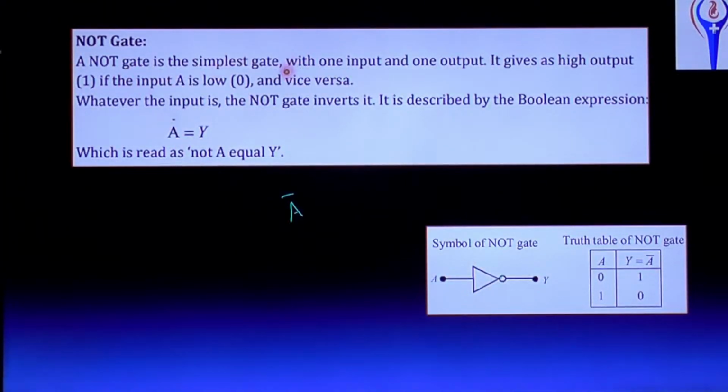NOT gate. It is the simplest gate with one input and one output. It gives us a high output if the input is low, and it gives a low output if the input is high. It should be read as A bar or A complement equal to Y. Should be read as not A equal Y. This is the symbol for the NOT gate, and if the input is 0, the output is 1. If the input is 1, the output is 0. Reverse.